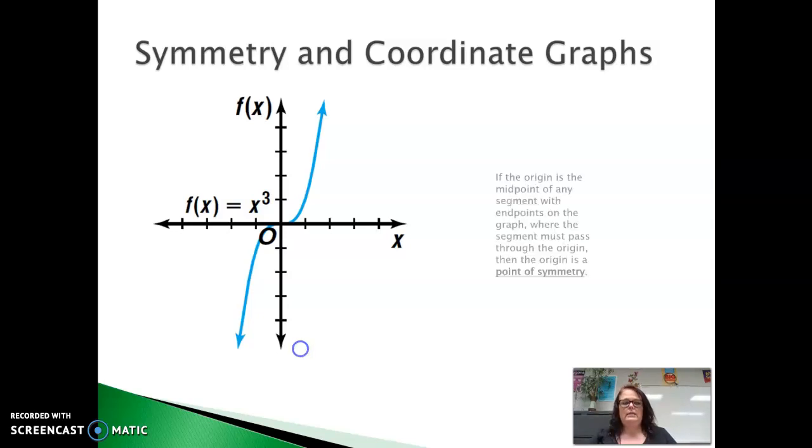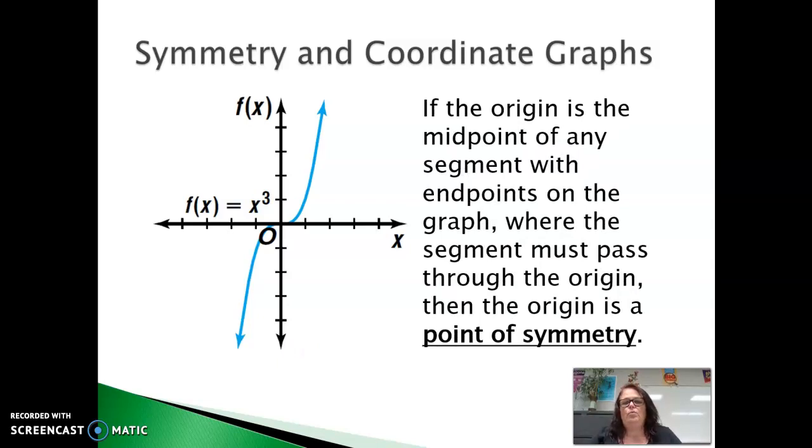So symmetry is talking about, for example, if the origin is the midpoint of any segments with endpoints on the graph, where the segment must pass through the origin, then the origin is a point of symmetry. Looking at this graph, it's saying that if I pick this point up here at a little less than 2 comma something, and I connect that through the origin and come straight through, I hit another point on the graph, no matter what point I pick. So I could pick this point, go through the origin, and hit another point on the graph where the origin happens to be the midpoint.